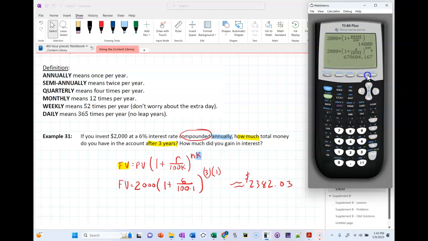That's kind of a big difference, right? In one situation you got $14,000, and in the other you have $678,604. Woo! It's a big difference between the two.